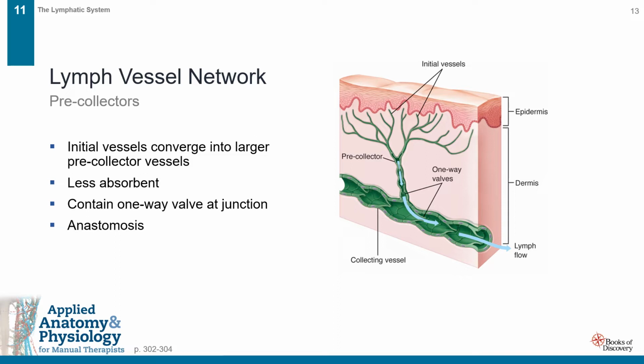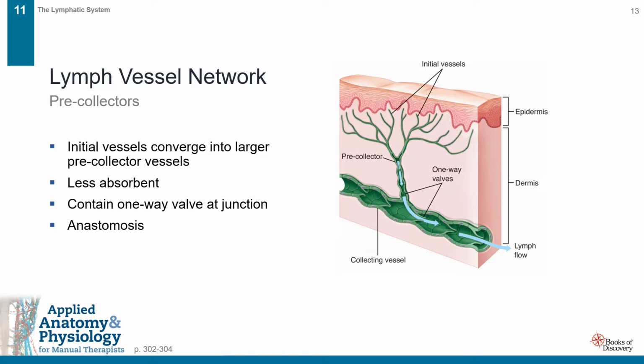As precollectors get closer to primary lymph vessels, called collectors, they thicken as the number of epithelial layers increases and the connective tissue sheath around the outside becomes complete.